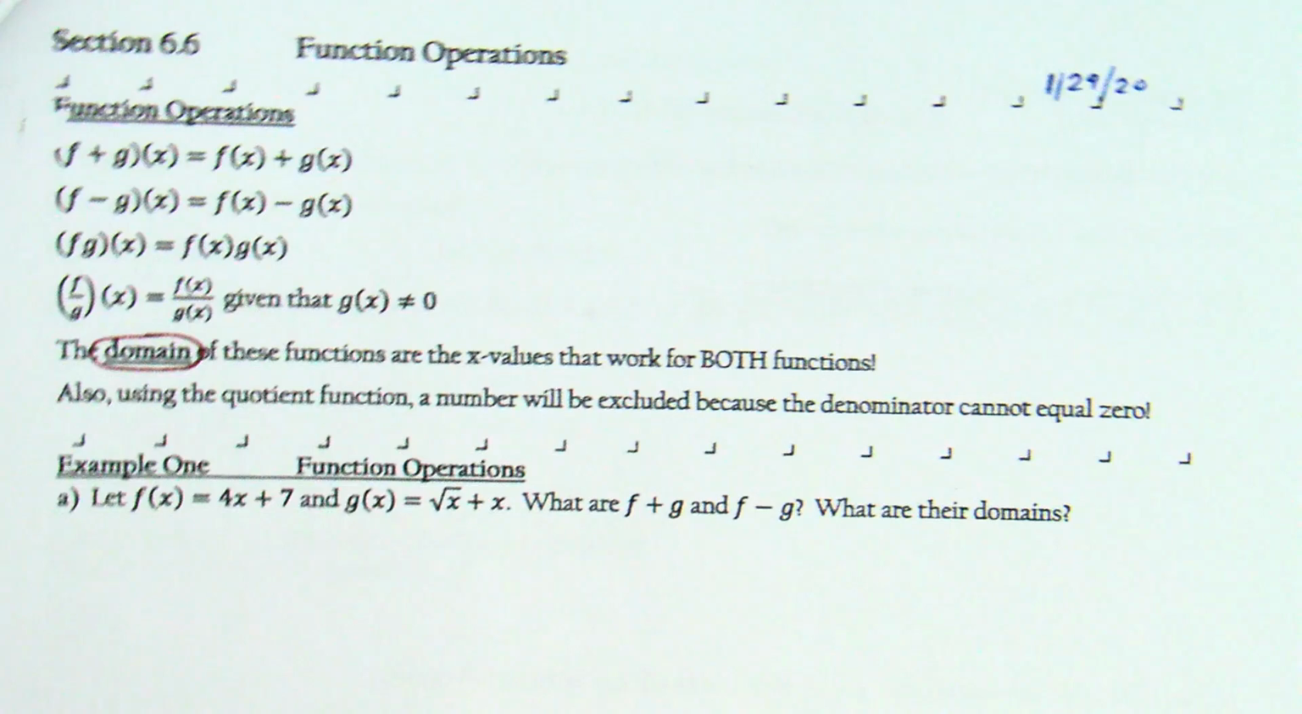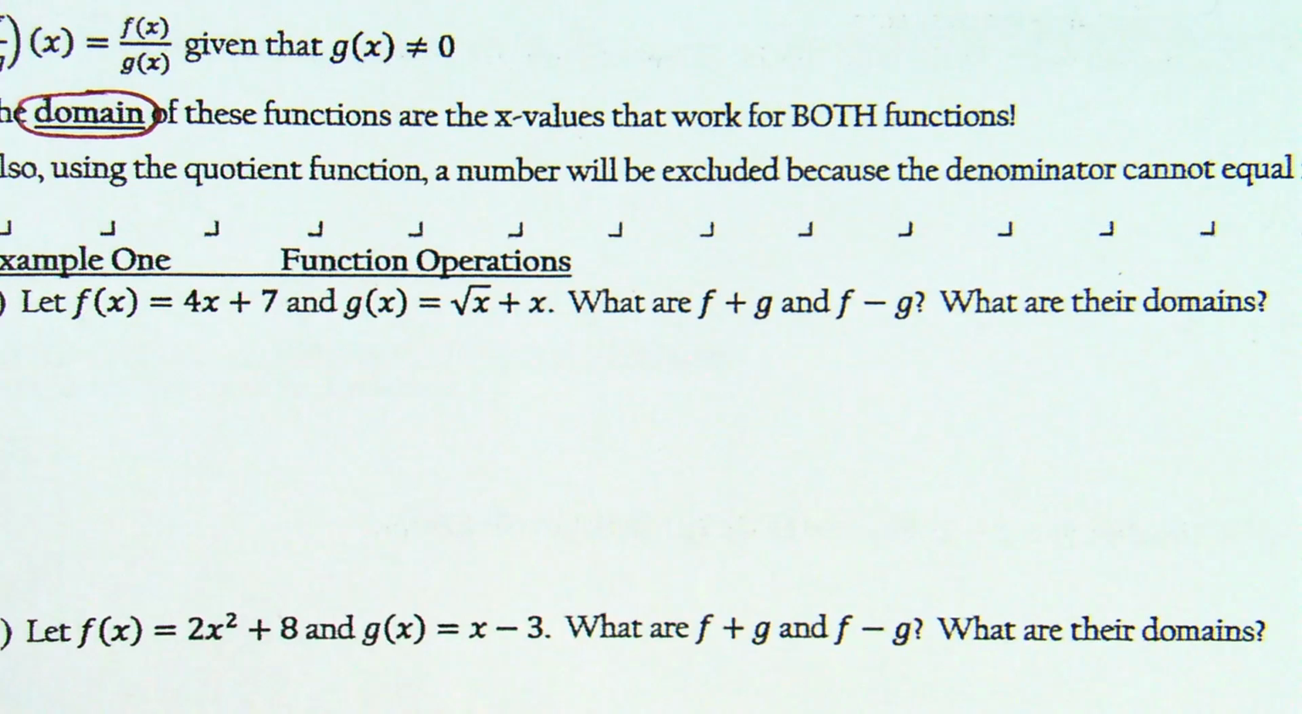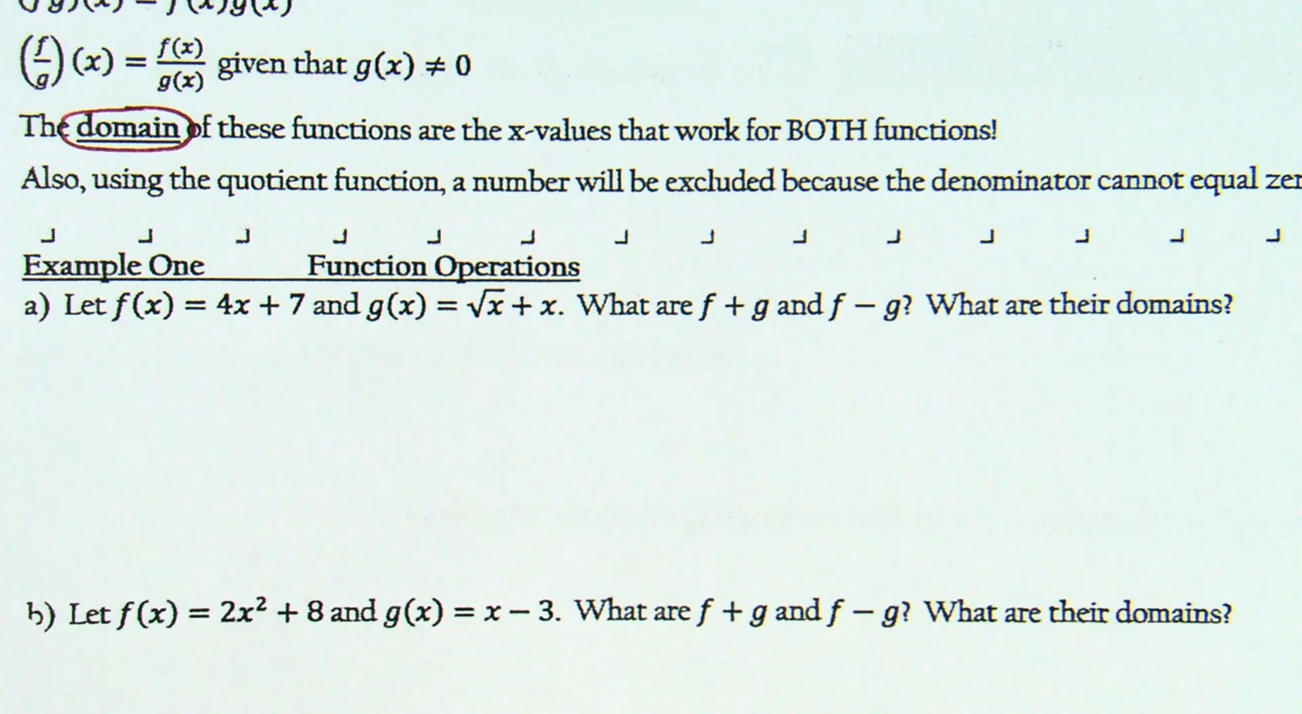Let's get started. Example 1. It's defining f of x to be 4x plus 7, and g of x to be the square root of x plus x. And it's asking what are f plus g, f minus g, and then it's also asking what are the domains. So we'll get to that in a moment.